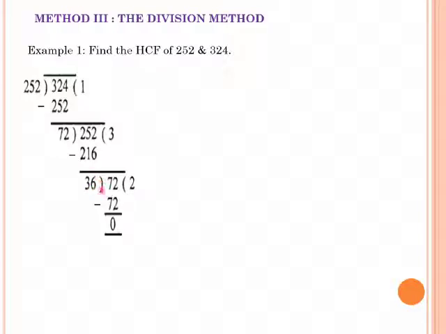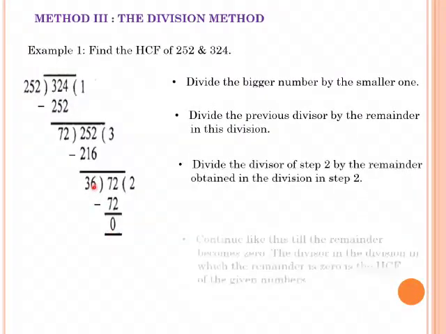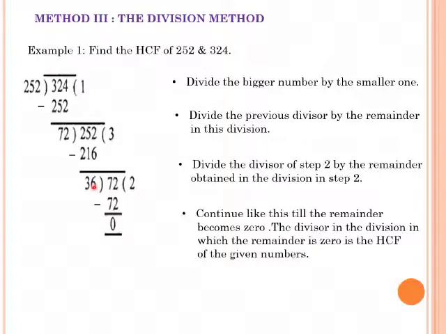Now this 36 will act as your divisor, and the previous 72, which was the divisor, will now become your dividend. So 36 twos are 72. It gives you remainder 0. So you need to complete this division till the last remainder is 0. So your HCF will be the last divisor. These are the steps which I have explained to you right now. So in this case, HCF of 252 and 324 is 36.